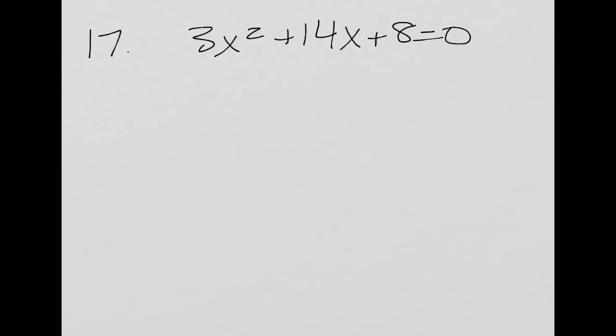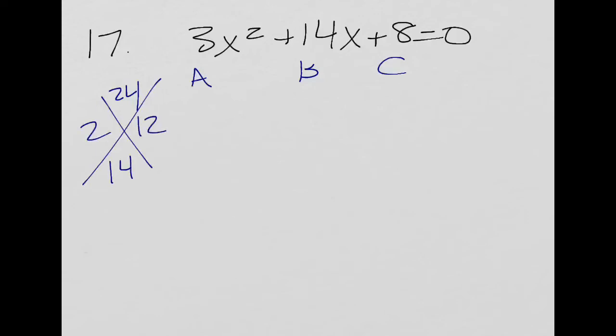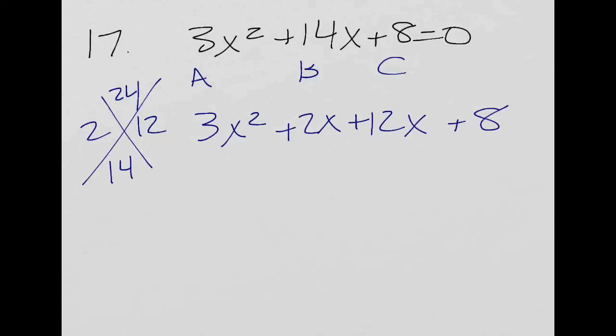Number 17, so we get 3x squared plus 14x plus 8. Solved by factoring. There's no GCF. A is 3, B is 14, C is 8. So A times C is 24. B is 14. So my numbers are 2 and 12. I can't take the shortcut because A is not 1. So I keep the A and the C. And I add in the 2 and the 12.